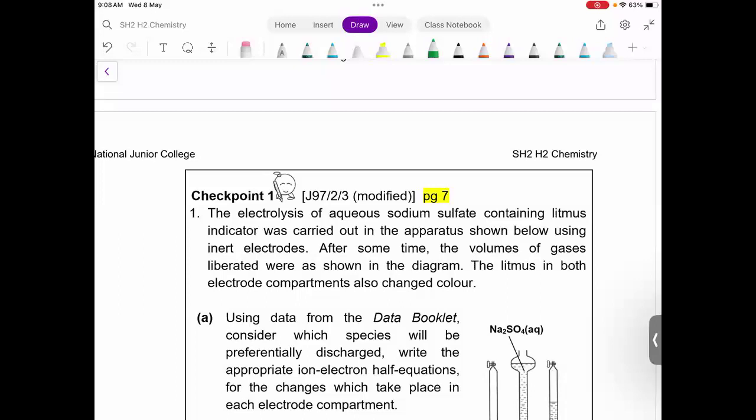Where's the battery? Why got no battery? Oh, it's here. Then there's a wire here, then positive electrode. It's just that it's not shown. So the electrolyte is this one, mobile ions, aqueous ions.